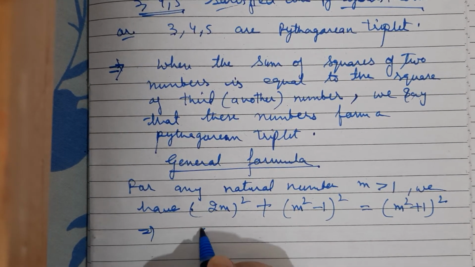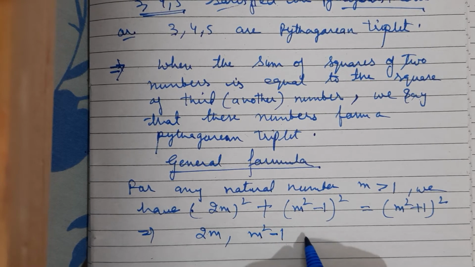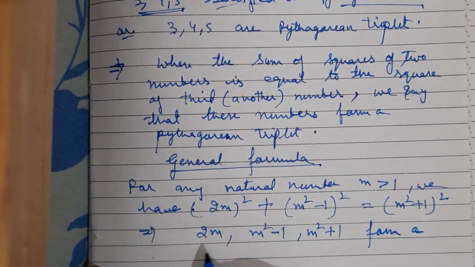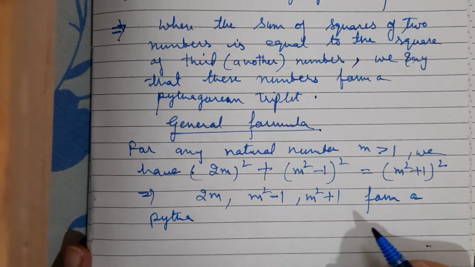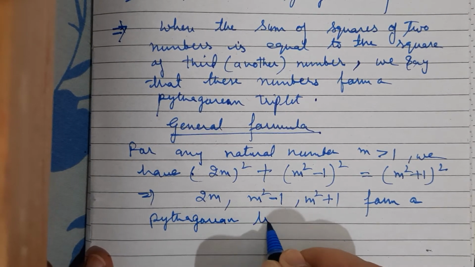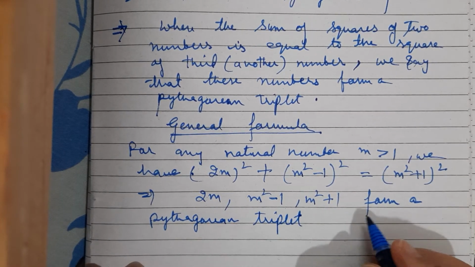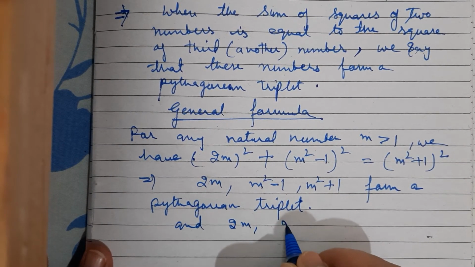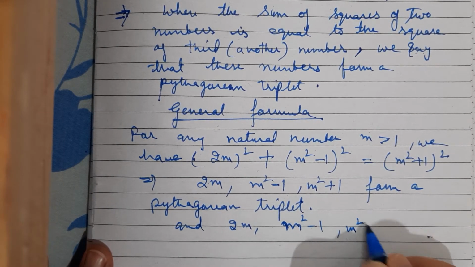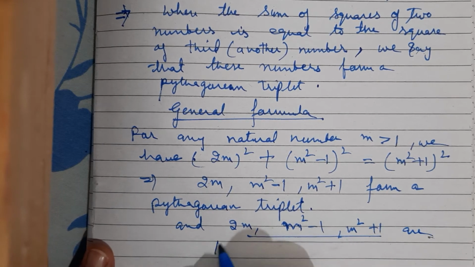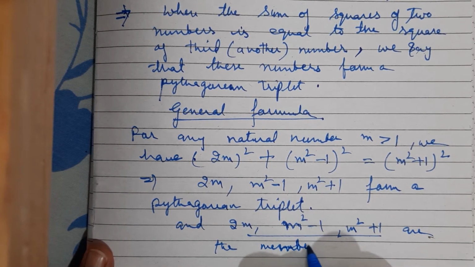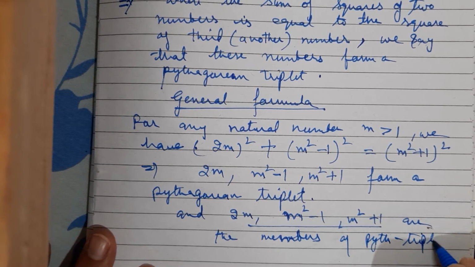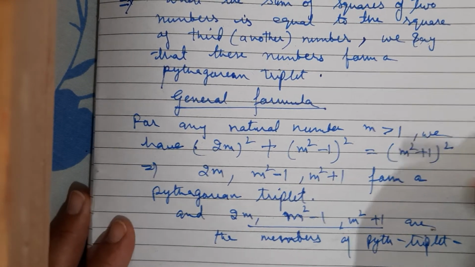So here 2m, m square minus 1 and m square plus 1 form a Pythagorean triplet, and 2m, m square minus 1, m square plus 1 are known as members of the Pythagorean triplet. So this we have. So the question can be in this way.